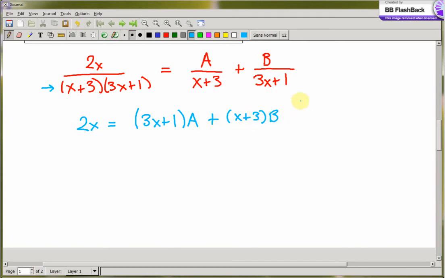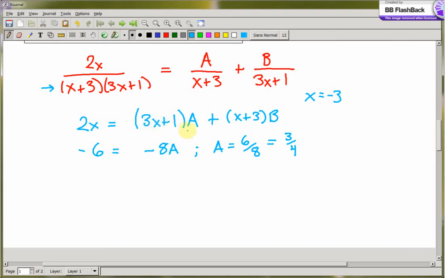Notice that if I make x equal -3 here, then this is going to become 0, right? Because -3 plus 3 is 0. On the other hand, the other stuff will just be something, so this will turn into -6. And what is this? This is going to be -9 plus 1, which is -8a. It's not hard to solve for a here, right? A is just equal to 6/8, and what is that? That's 3/4, right? So a is equal to 3/4.